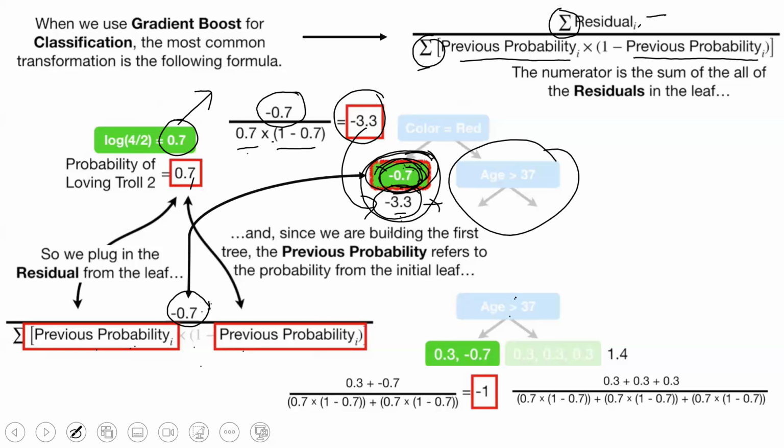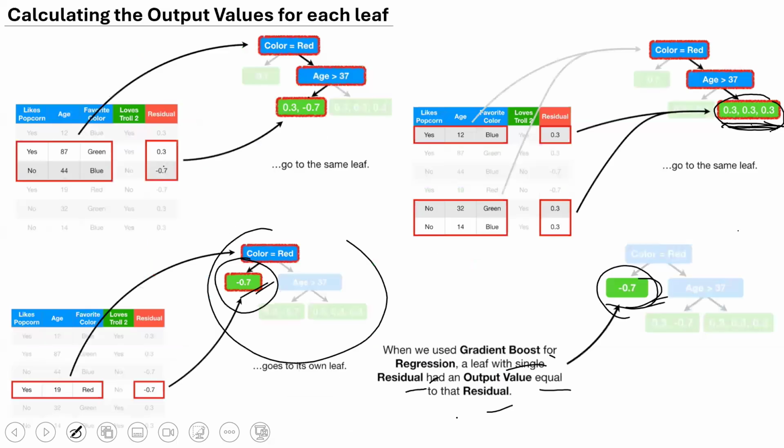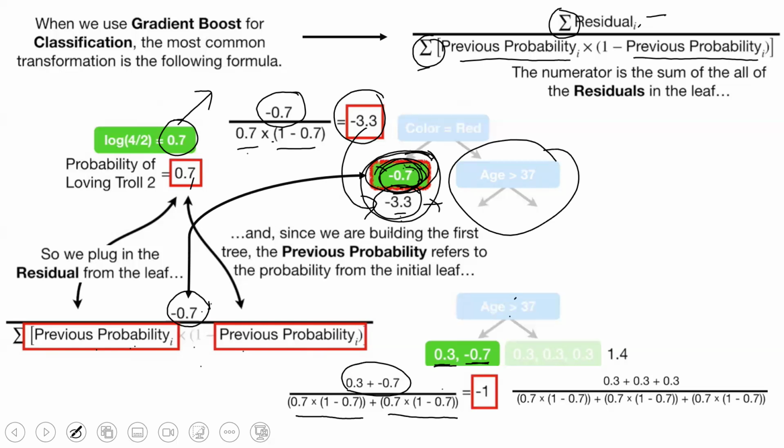for this node, we are calculating the transformed value, which is the summation of residuals. There are two residuals here, 0.3 and minus 0.7. We summate both of them in the numerator. And what is the previous probability for 0.3? It is 0.7 into 1 minus 0.7. What is the previous probability for this residual? It is also 0.7 into 1 minus 0.7. We calculated the residuals, right? The previous probabilities of all of these are 0.7. So we calculated that value and we get a single value for this.